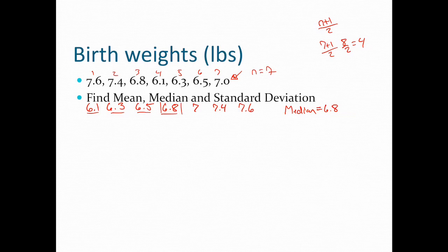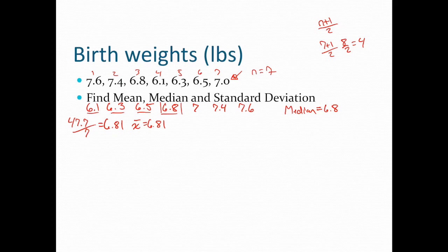Now we need to find the mean. So the mean would be adding up all the values and dividing by the total number. If you add all these up, for the purposes of time, you're going to get a value of 47.7 divided by 7, which is going to give us a mean of 6.81. Or you can write this as x bar is equal to 6.81. Now we need to set up our standard deviation.